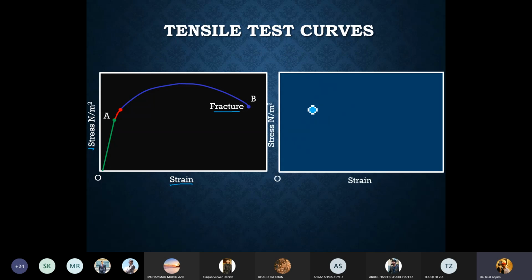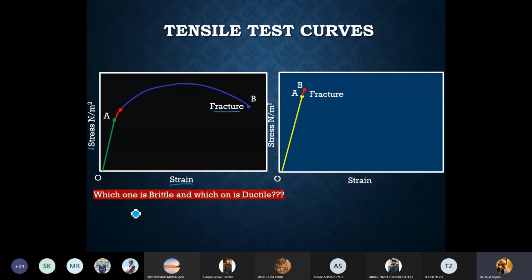Another kind of behavior that you could have in a stress strain plot, depending upon the material you're using, is that you have a linearly elastic region, and then you have the sudden fracture region. These two kinds of behaviors you could have. Now, let me ask you a question: out of these two, which one do you think shows a brittle behavior and which one shows a ductile behavior?